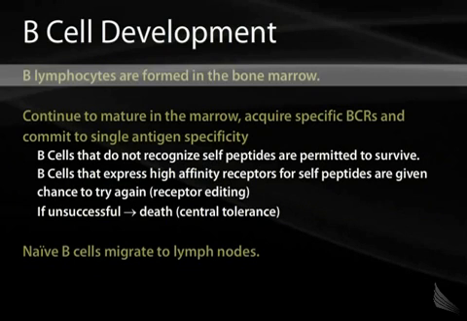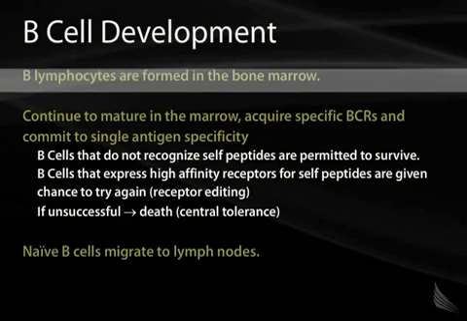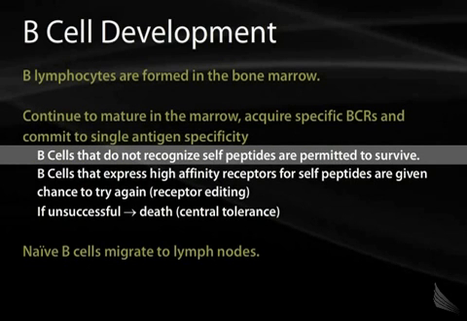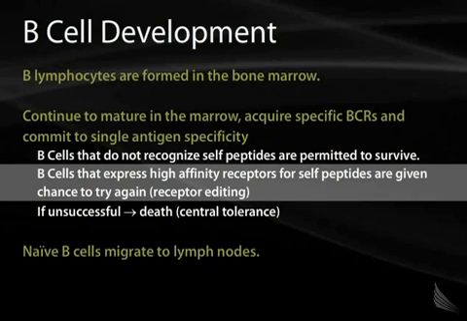So B lymphocytes are formed in the bone marrow. They will continue to mature in the marrow and acquire specific B cell receptors and commit to single antigen specificity. Like we saw in the past couple of slides, every B cell has a very specific B cell receptor, and it will only recognize a specific antigen. B cells that do not recognize self-peptides are permitted to survive, so we have a level of control there to prevent against autoimmunity.